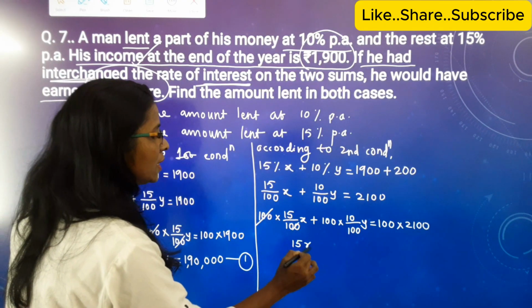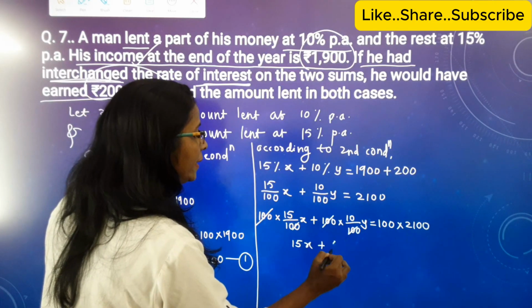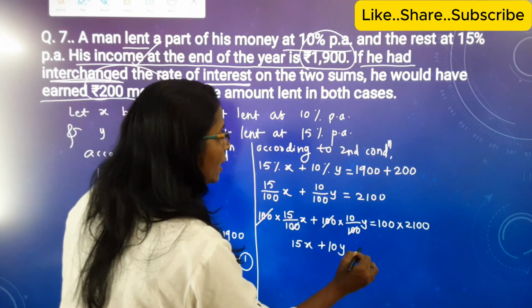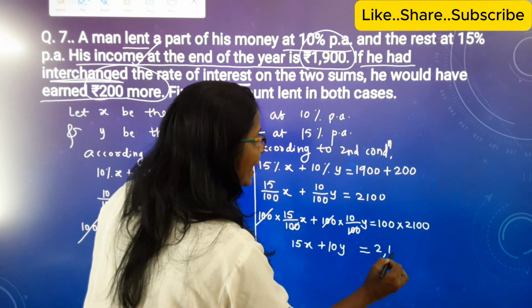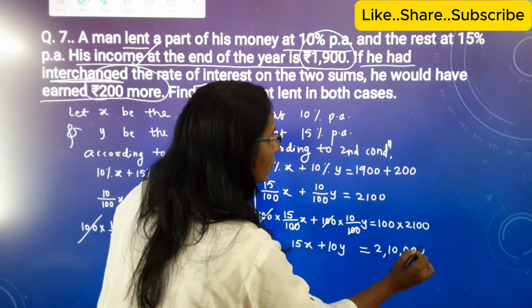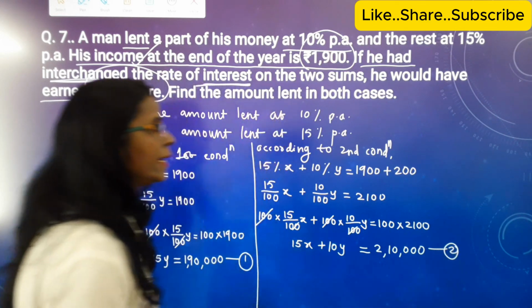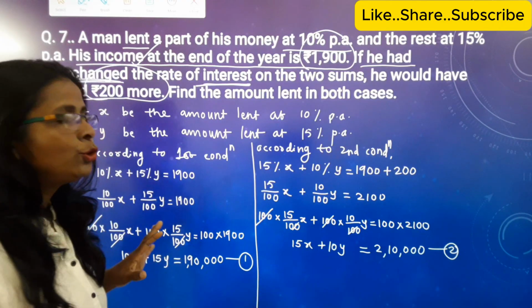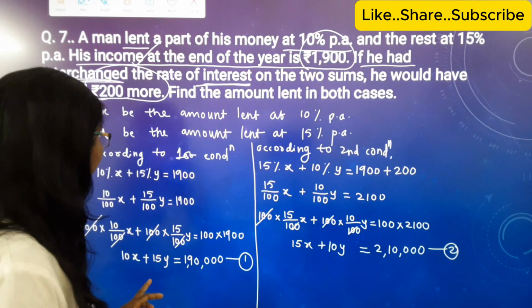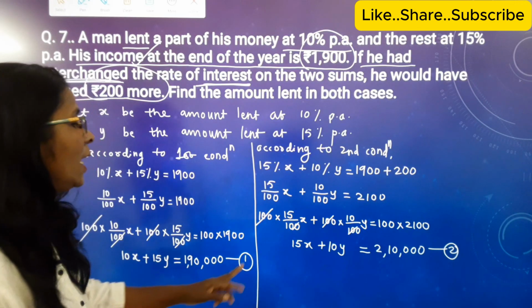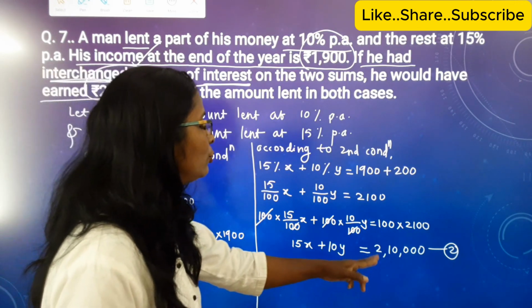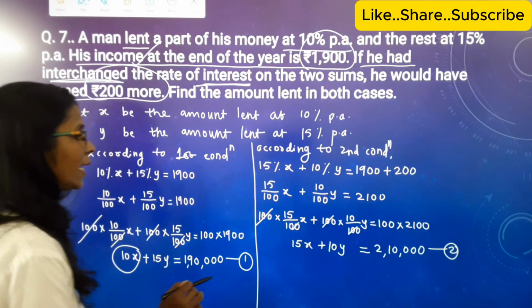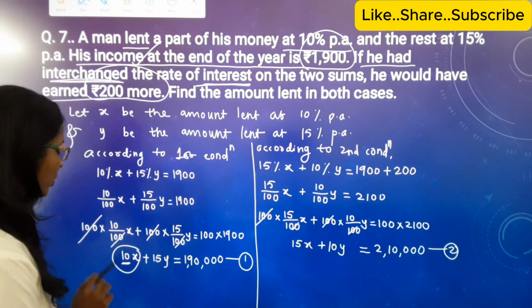So 15x plus 10y is equal to 2,10,000. Okay, and call it the second equation. Now we have the two equations: 10x plus 15y is equal to 1,90,000 and 15x plus 10y is equal to 2,10,000. Here 10 is the coefficient of x, and in this equation 10 is the coefficient of y.